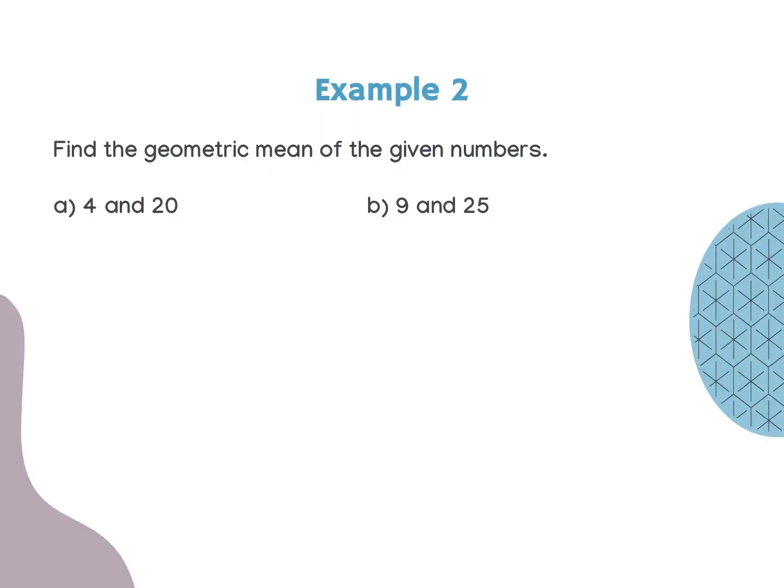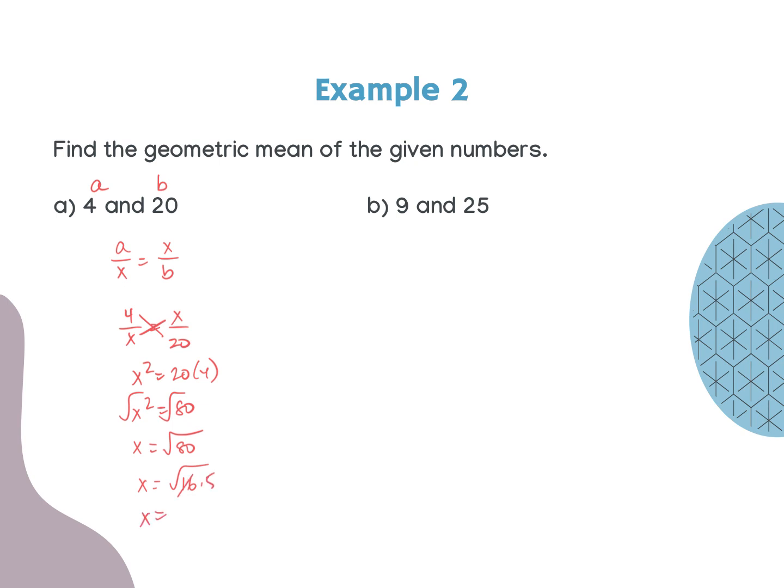Let's solve some problems and utilize that formula now. If I ask you to find the geometric mean of the given numbers, here's A and here's B. I can do A over x equals x over B, so 4 over x equals x over 20. Using cross products, 20 times 4, x squared equals 80, x equals the square root of 80. When I simplify this, it's 16 times 5, and the square root of 16 is 4. So I get 4 radical 5, and that's one way to solve it.